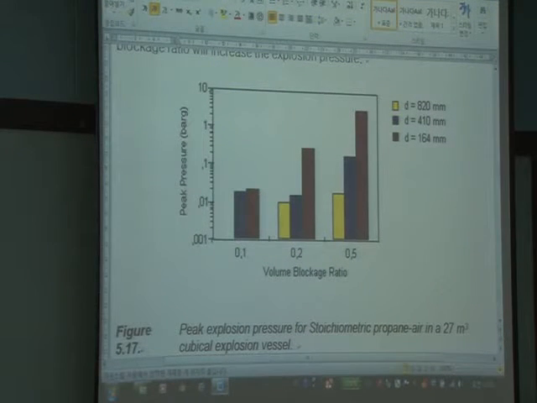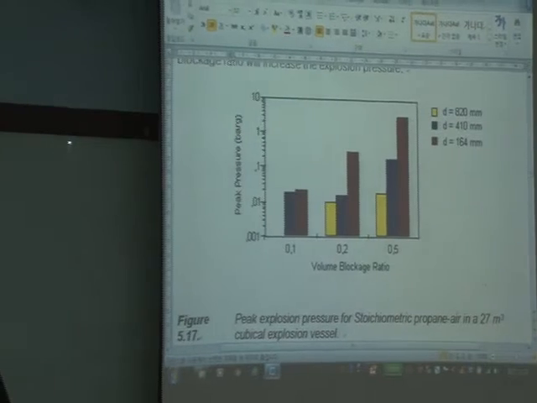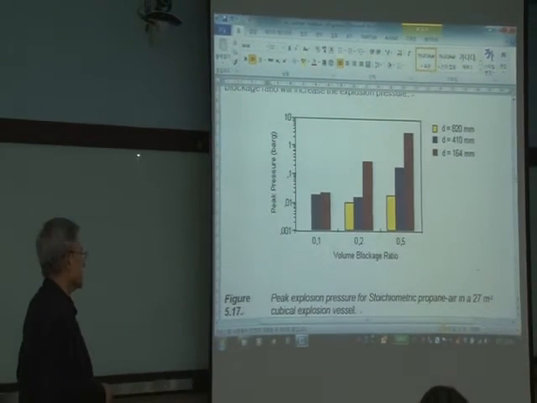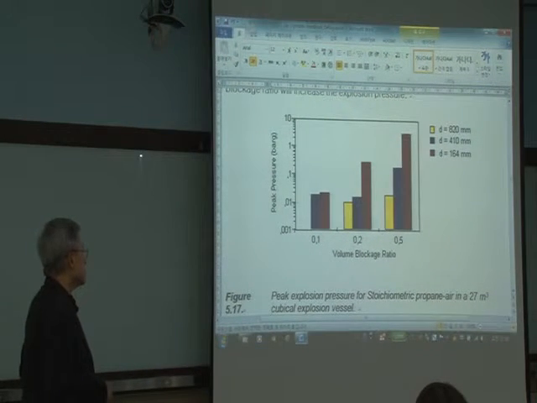This is a peak explosion pressure for stoichiometric, perfectly balanced propane-air in a 27 cubic meter cubical explosion vessel. The 10% blockage, 20% to 50%, and this is for different sizes of the cylinder. And the blue is 410 millimeter.